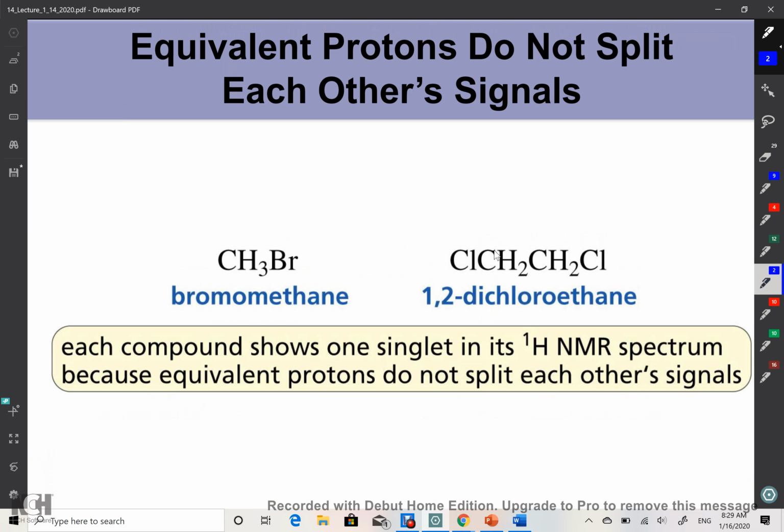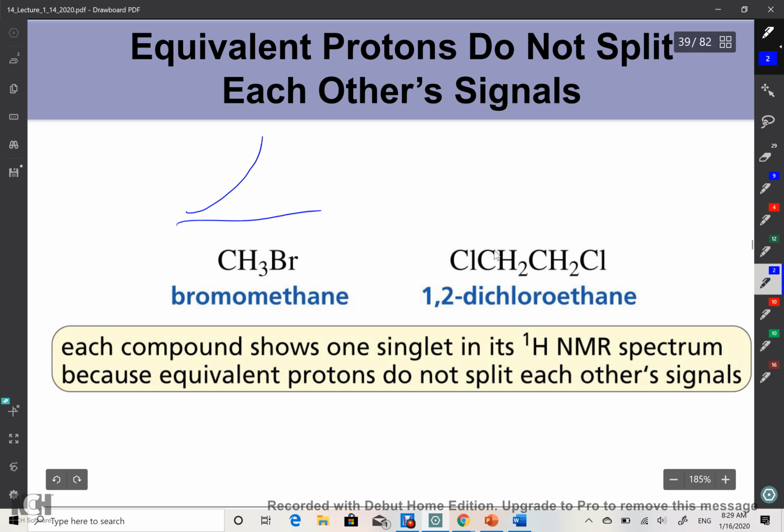Now, in the proton NMR, equivalent protons do not split each other. Okay? Equivalent protons do not split each other. So if we look at the structure of bromomethane, we'll only have a singlet. The signal in the NMR spectrum for this will only be a singlet. Although we have 3 hydrogens, all those 3 hydrogens are equivalent. And so if they're equivalent, they cannot split each other. It means they have 0 adjacent hydrogen.